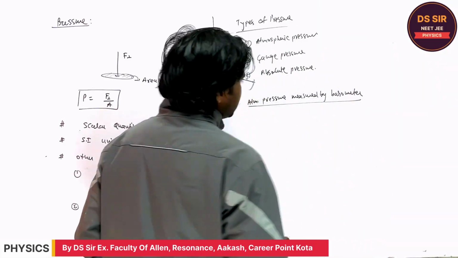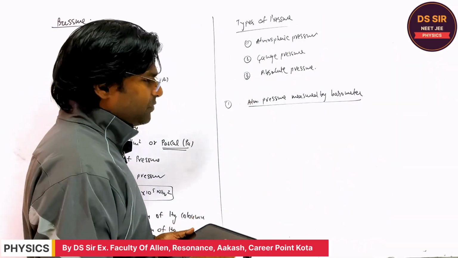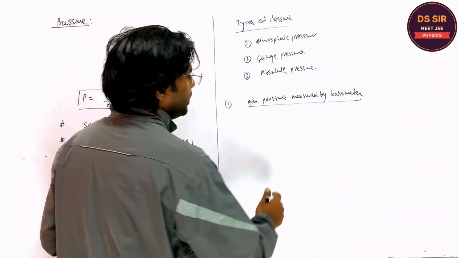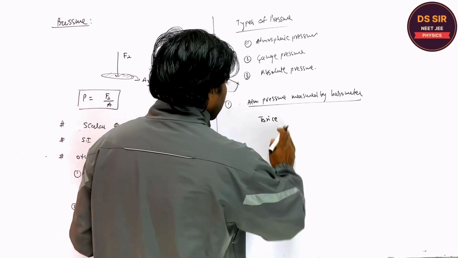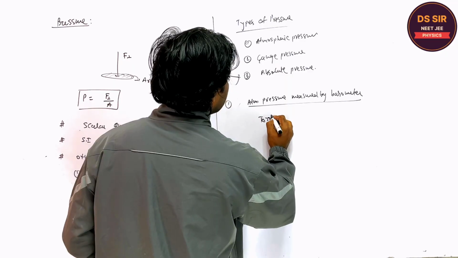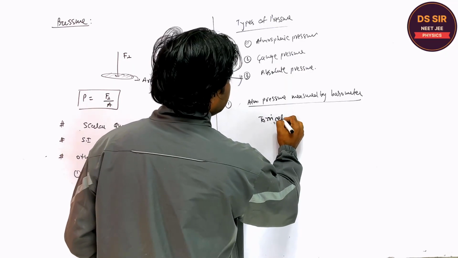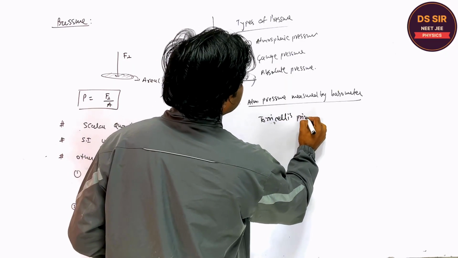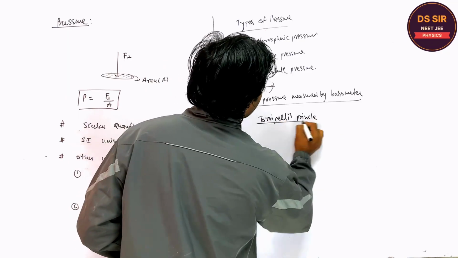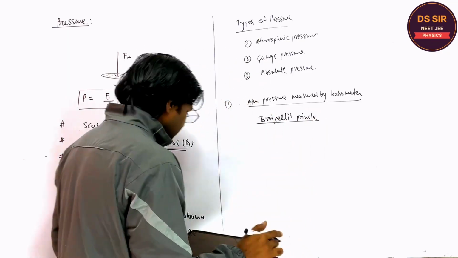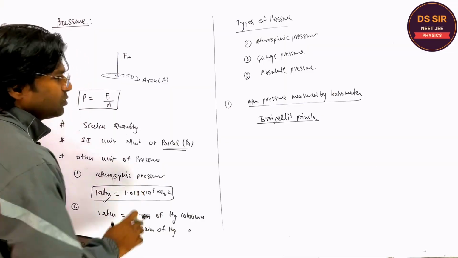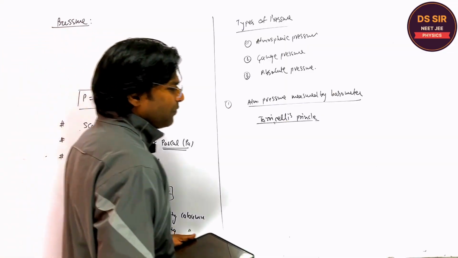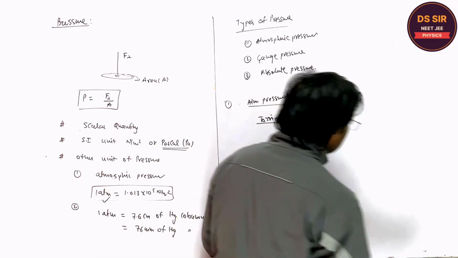To measure the atmospheric pressure, we use a device called the mercury barometer, also called Torricelli's principle, or Torricelli's law. What is the value of the atmospheric pressure? 1.013 into 10 to the power 5 Newton per meter square. We use the barometer. What is the barometer?